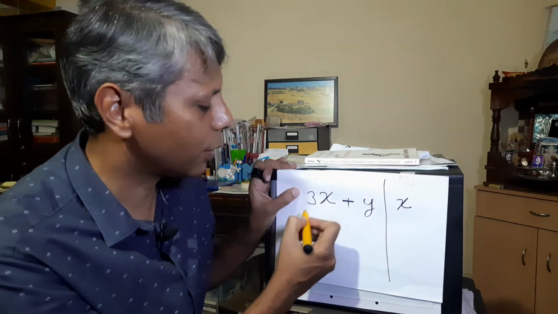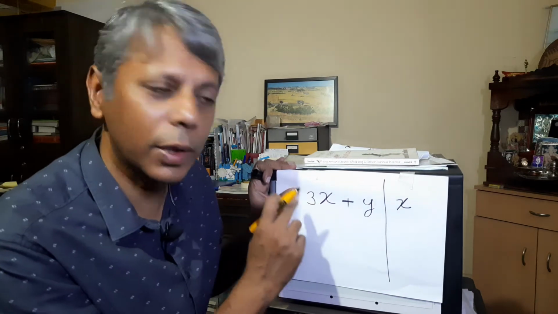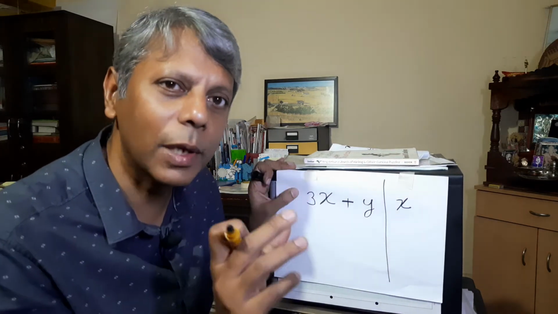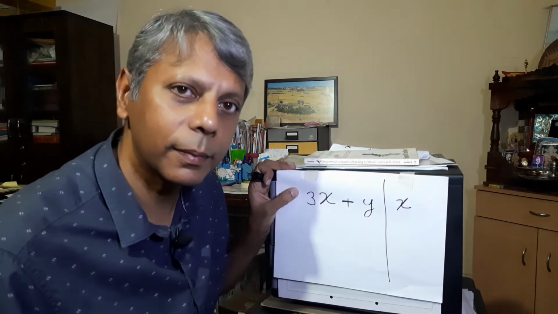So you can write 3x, or you can write 3 dot x or 3 cross x, but that's confusing because cross looks like x again. So people just write 3x.